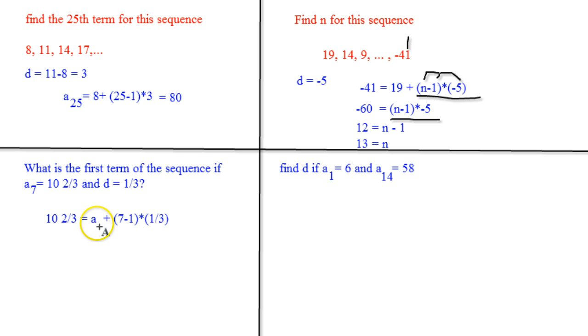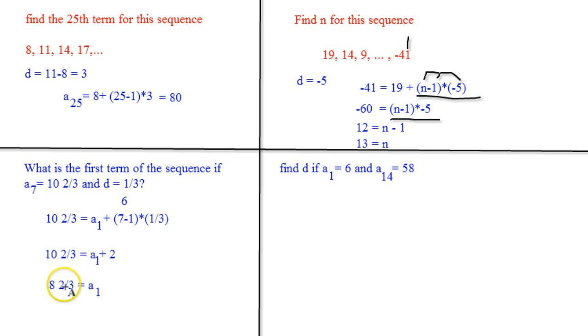Now some of you guys might be going, oh, that's not as easily found, but as a matter of fact, it's really easy because 7 minus 1 is going to be 6, and 6 times 1/3 is going to be 2. So this makes my job a whole lot easier. So I got 10 and 2/3 equals a sub 1 plus 2. So what I do is I minus 2 from both sides, and then what do I get? I get 8 and 2/3 equals a sub 1. And that's my first term just by knowing that sequence.